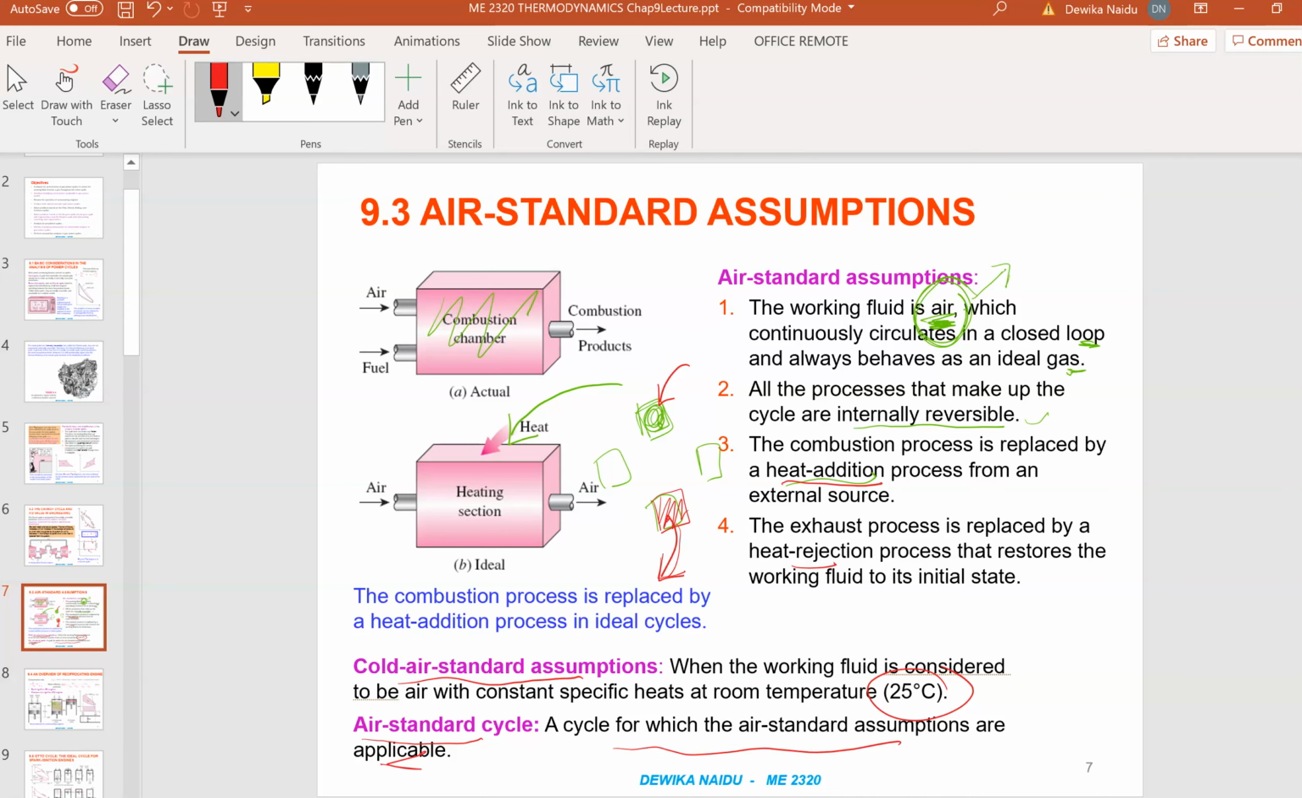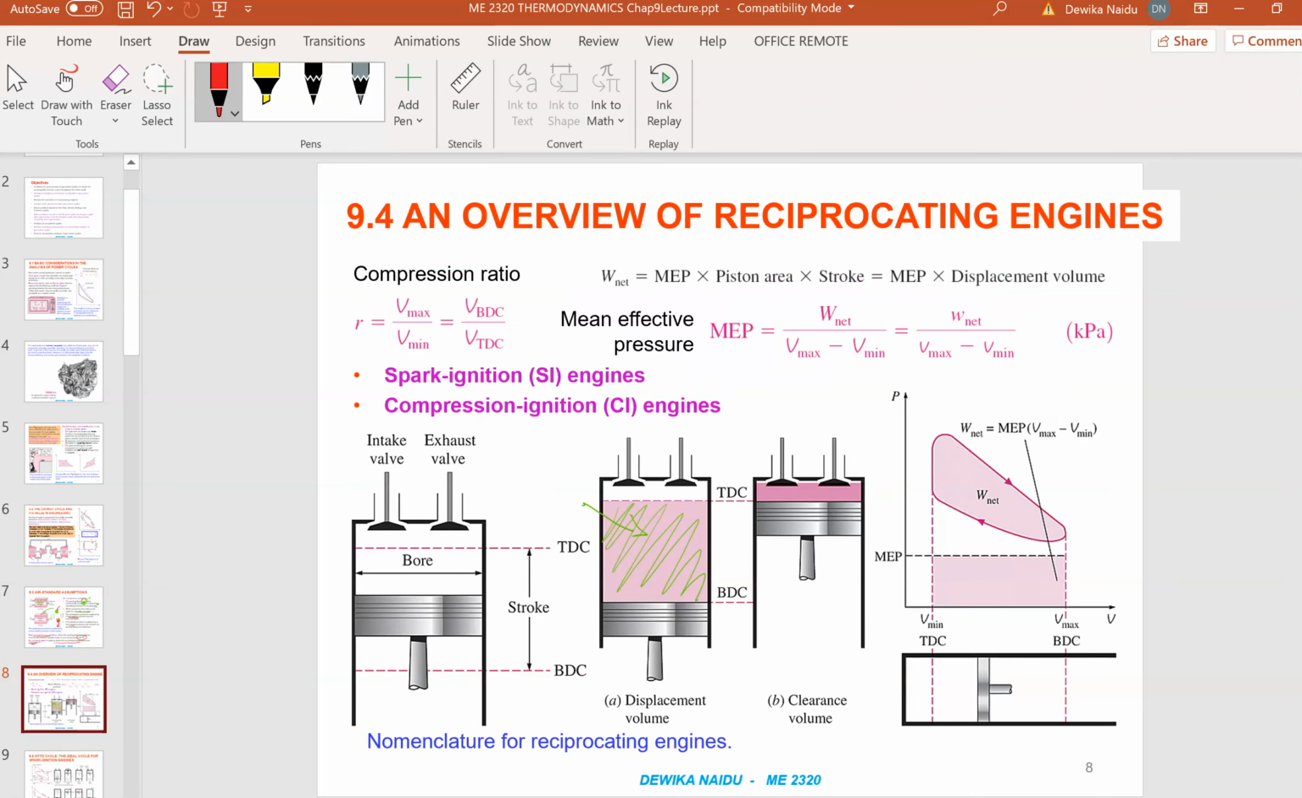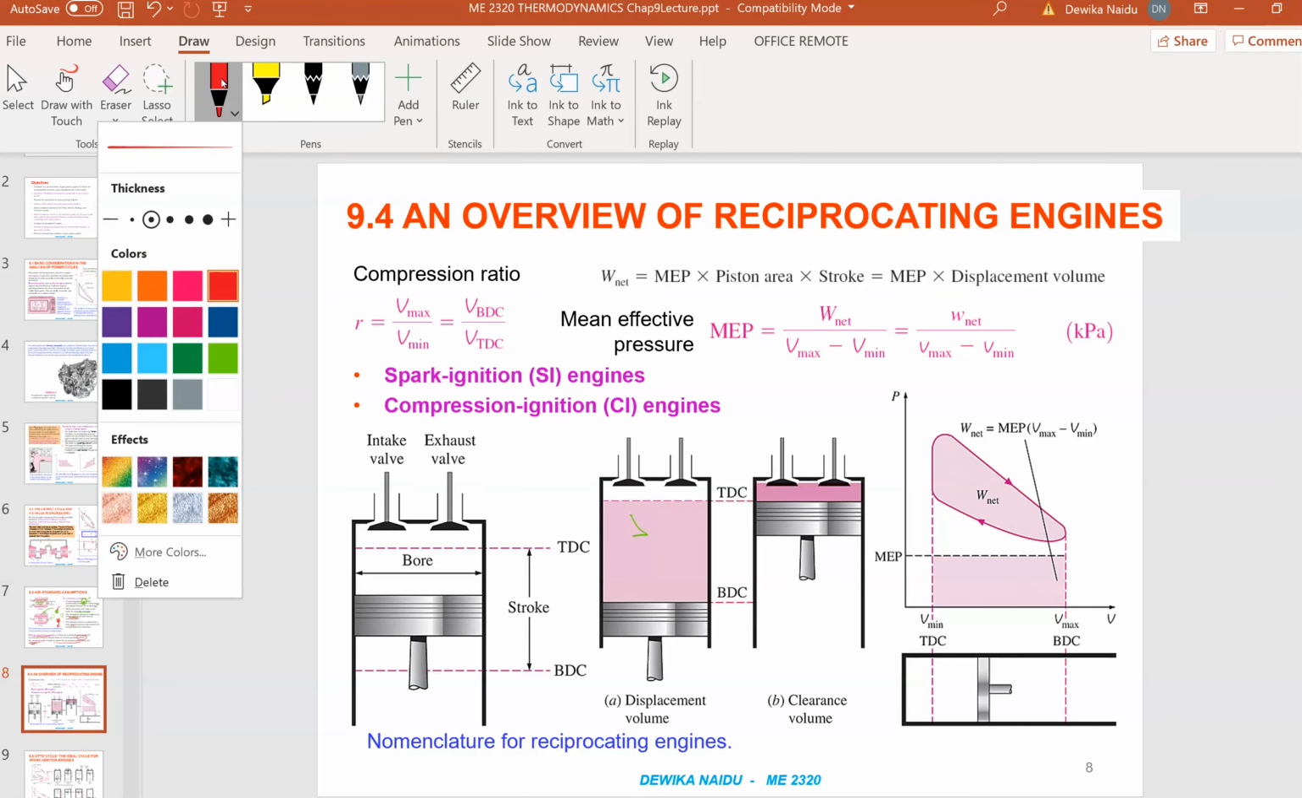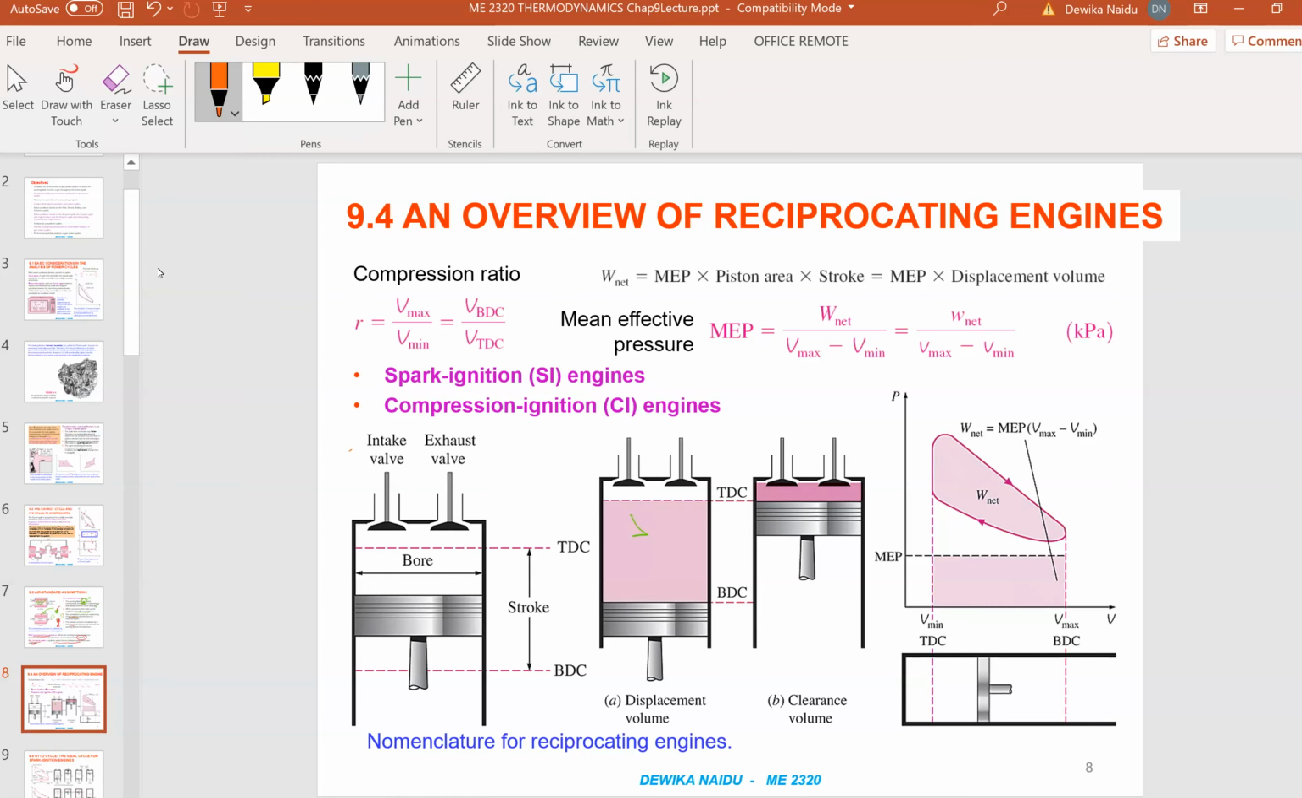Now, let's move on to 9.4, which is the reciprocating engines. An overview of reciprocating engines. There are certain terms that need to be explained here, which you need to understand. It's very, very important, because we're going to look at two types of engines here. One is diesel and another one is the Otto cycle, or another word is your petrol cycle.